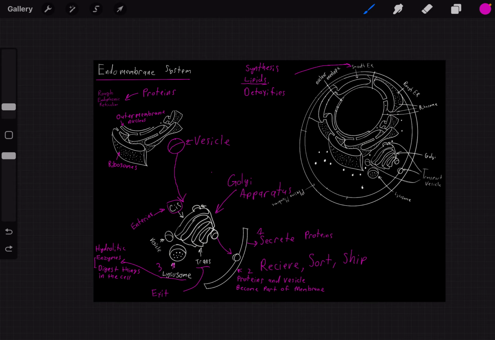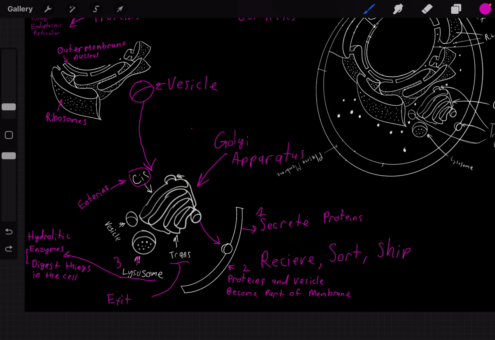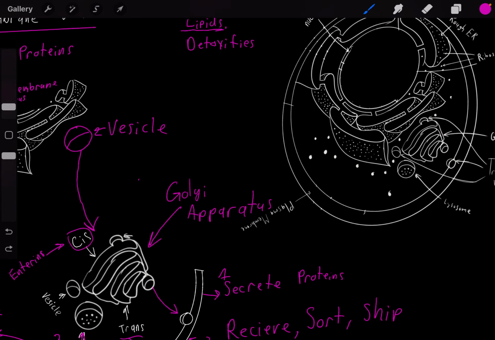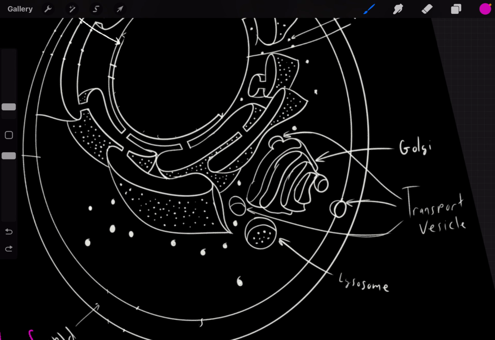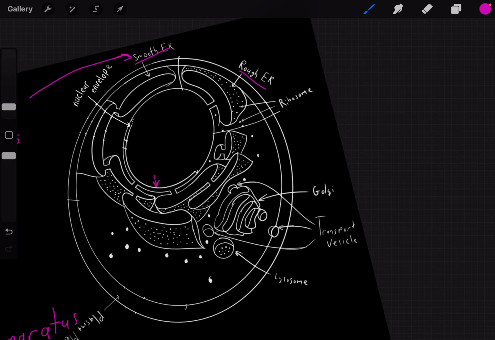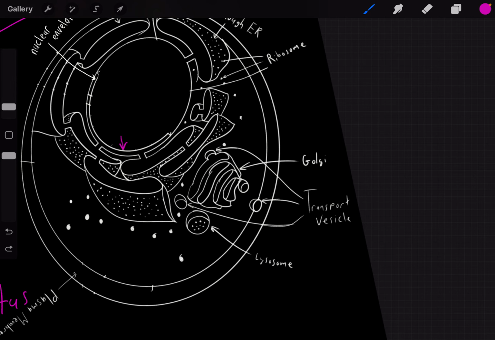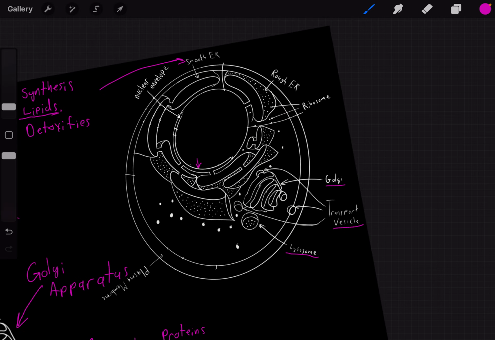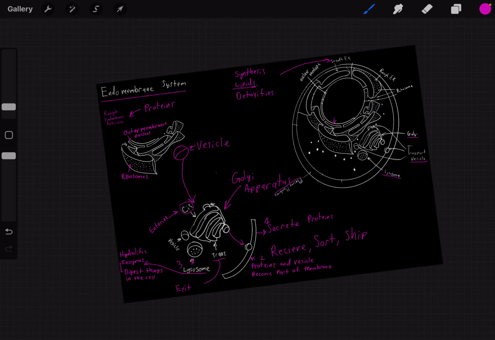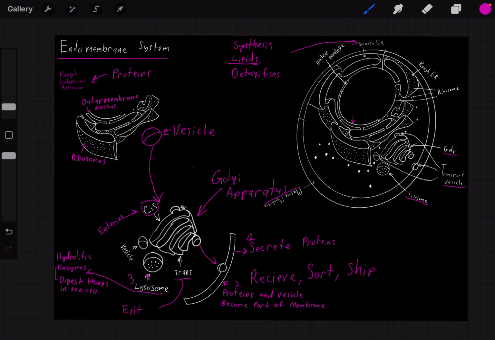So that is the entire endomembrane system. If they ask you what parts make up the endomembrane system, the parts would be the outer membrane of the nucleus, the rough and smooth ER, the Golgi apparatus, transport vesicles, the lysosome, and don't forget the plasma membrane is also one. The plasma membrane is part of this process. So that would be it for the endomembrane system.